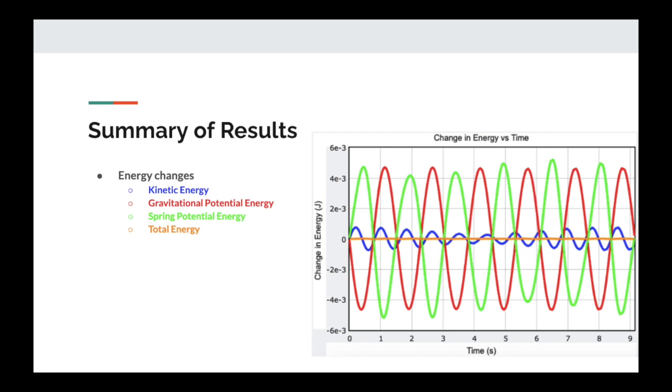The code also plotted the energy changes of the kinetic energy, shown in blue, the gravitational potential energy, shown in red, the spring potential energy, shown in green, and the total energy, shown in orange. We see that the gravitational and spring potential energy oscillate opposite each other. We also see that the total energy remains at 0 throughout the duration of the model, indicating that the energy principle is satisfied and no energy is lost or gained by the system.